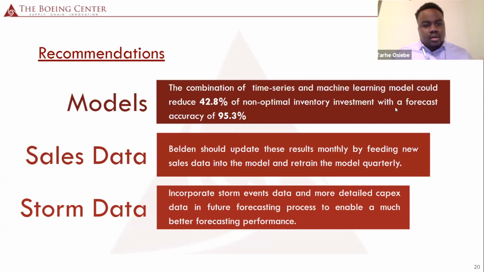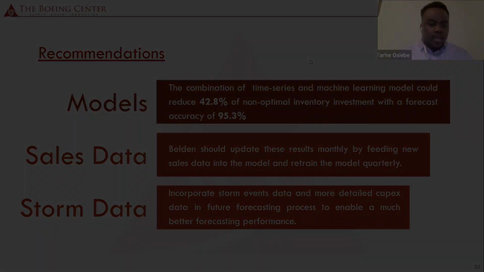In terms of the models, we found out that combining both the time series model and the machine learning model provided the best results. As you can see, we achieved a 42% reduction of the non-optimal inventory investments with a forecast accuracy level of 95%.